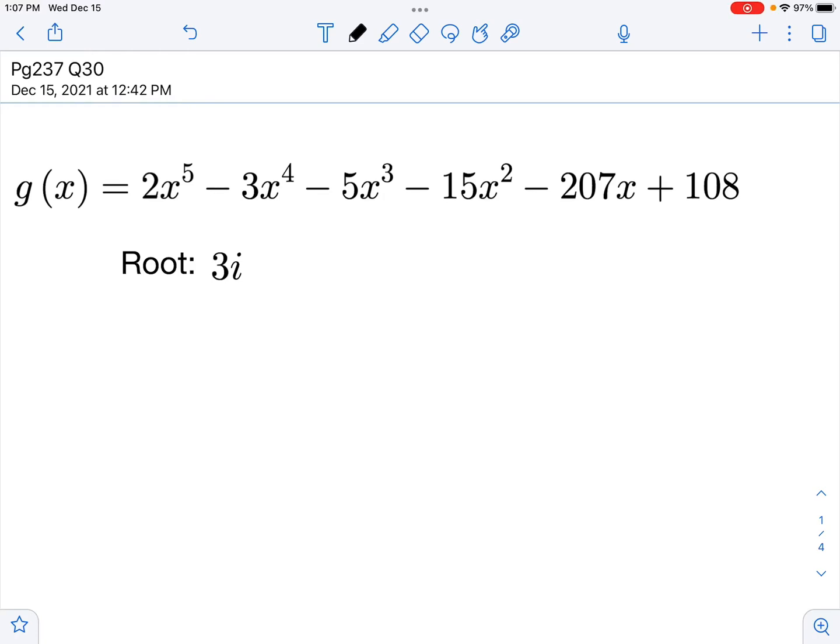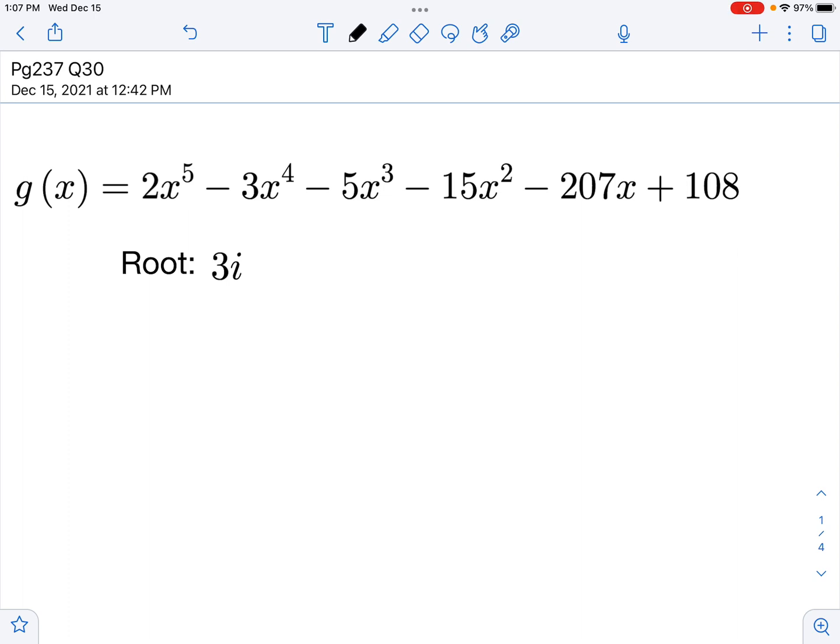All right, guys, in this problem, we are given this degree 5 polynomial, and we are asked to find all of the roots, or the zeros. We're given that one of the roots is the complex root 3i. And so, given one, we want to find the other 4. There are 5 roots in total. Some of them will be real, some of them will be complex. We're asked to find all 5 roots.